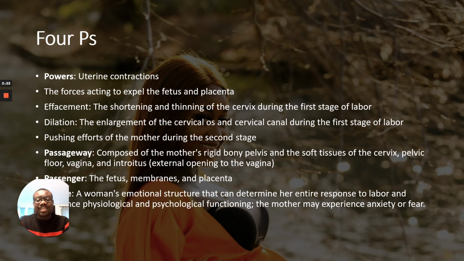The next P becomes the passageway. The passageway includes the mother's bony pelvis, where the baby passes to come out, the soft tissues of the cervix, and also the pelvic floor, including the vagina itself and the introitus. These are all what we call the passageway. The passageway is those places that the fetus passes through until it is expelled out of the uterus, until it is delivered. So you have the first part, second, third part until it gets out. We call that the passageway.